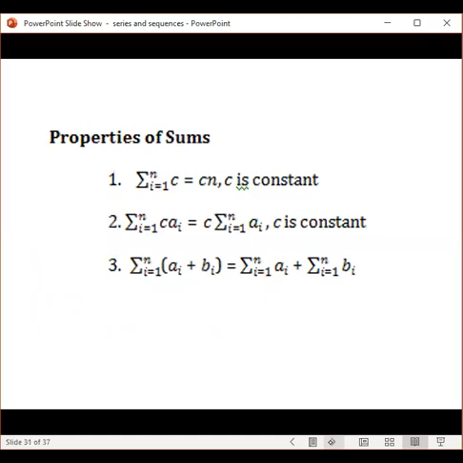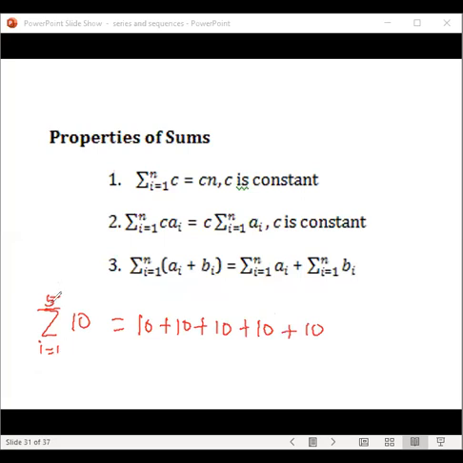Now we have here a few properties of sums. Number 1, the summation of C, where i is from 1 to n, is equal to C times n, where C is a constant. For example, the summation of 10, where i is from 1 to 5, what would that be? If we simply write it down one by one, by definition only, that would be 10 plus 10 plus 10 plus 10 plus 10. Why? We have 1 to 5, meaning there are 5 terms. And because this is a constant, we simply add 10 five times. So you have 10 added 5 times, which is equal to 50.